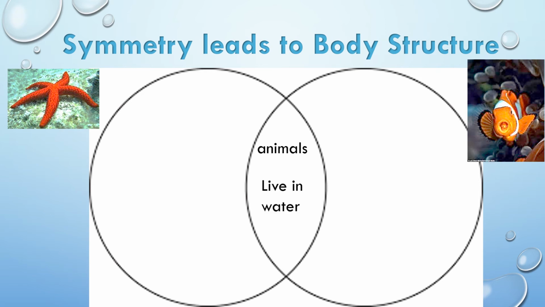They live in water, right? Both of them live in water. Well, they have cells. We could include that as well. They have some organs and organ systems. Well, let's look at how they're different. So let's look at their symmetry. So we already said that a sea star is radial symmetry, right? There's multiple ways we can divide it, and it would look the same on both sides.